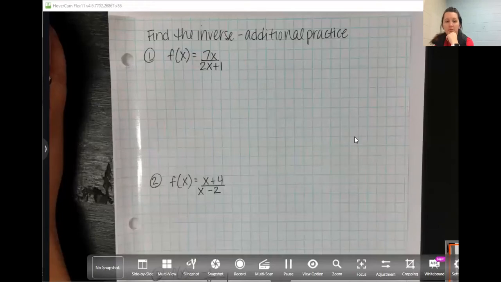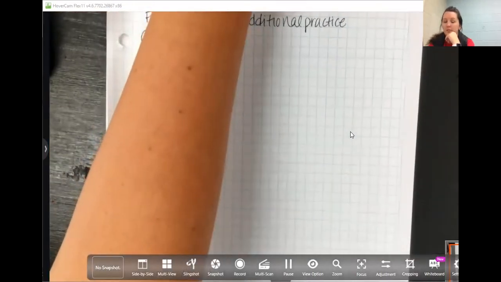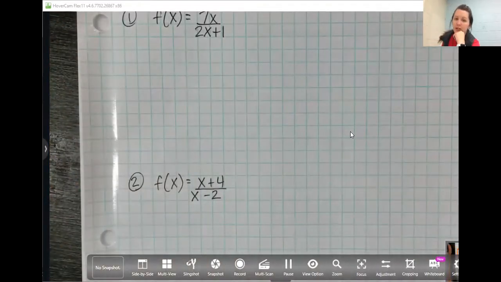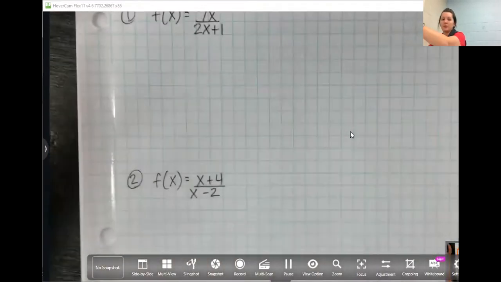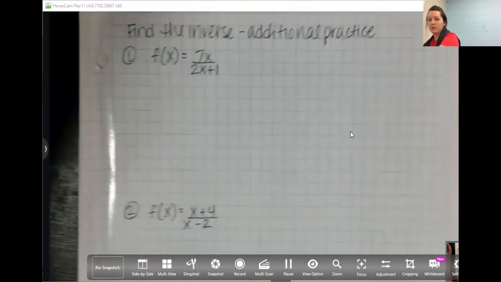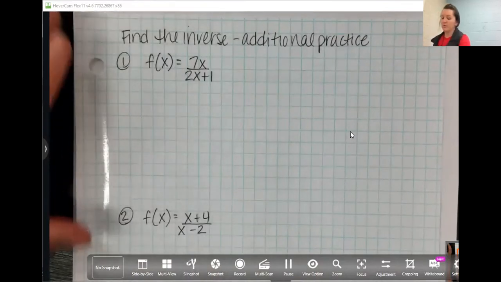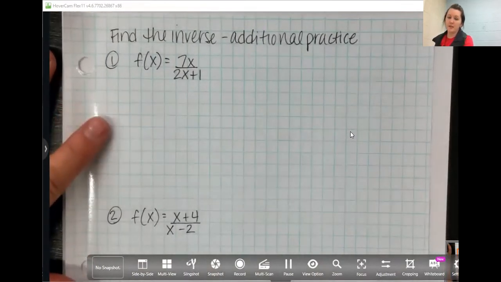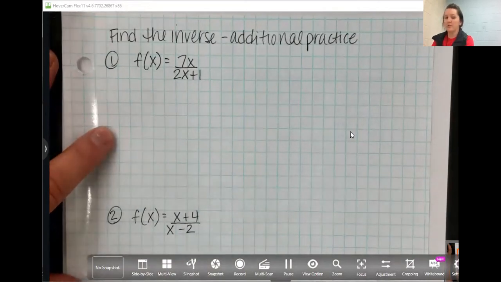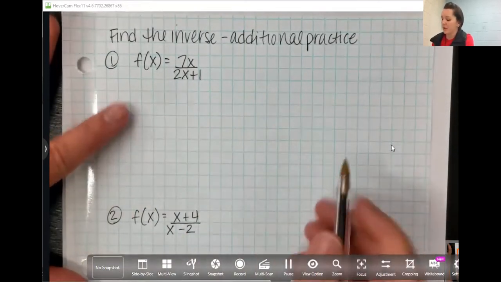Okay, here's some additional finding the inverse practice. Some of these are a little bit of a challenge, but I have 3 here. If you want to, write this down and then try it, and then come back and watch the answer. That's probably the best way to do it.